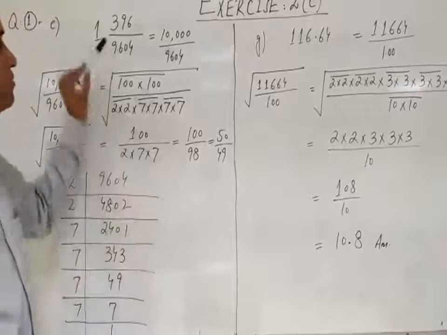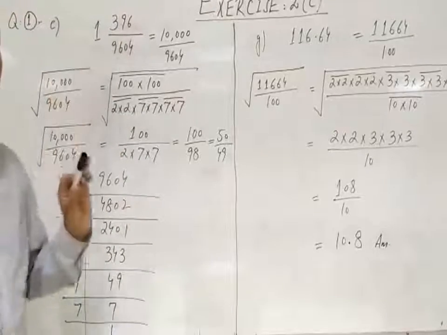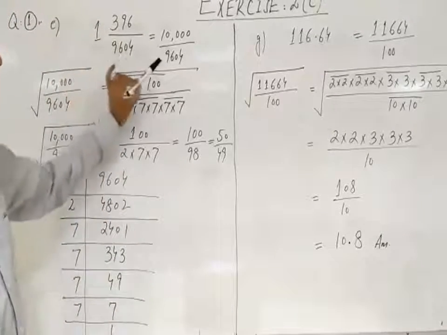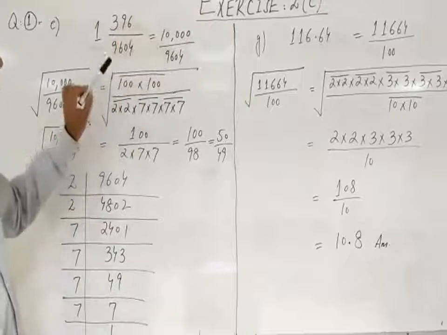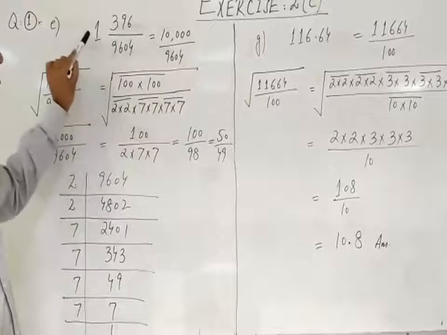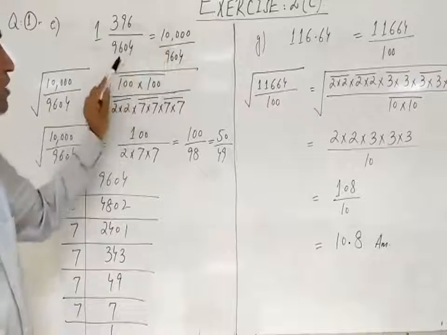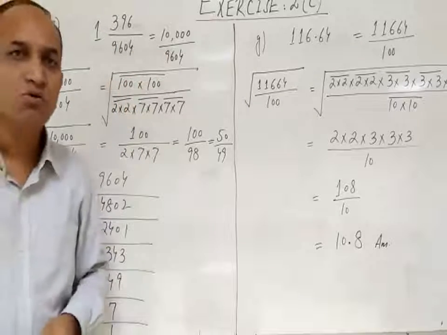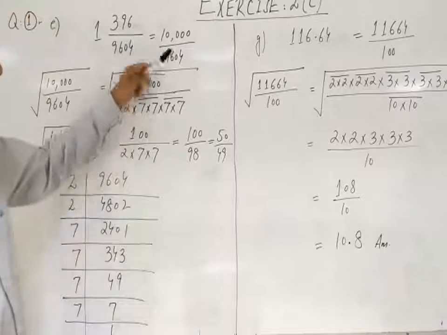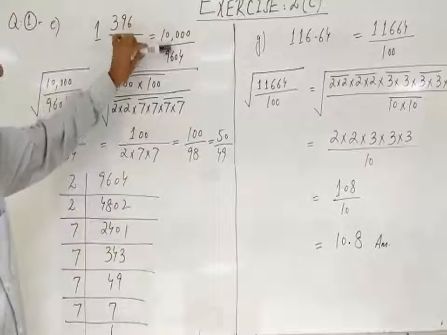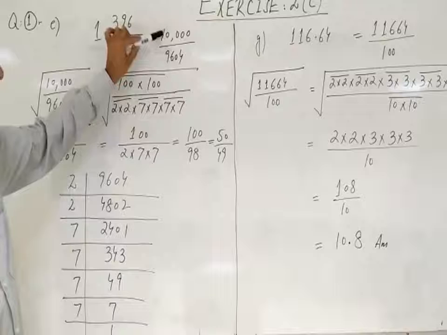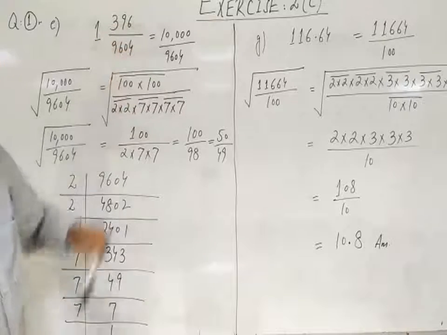Students, in part E, we are given the number in this form. So first of all, we convert this into the improper fraction form. How can we? We multiply this number with 1 and then add this number to it. We get 10,000 divided by 9604. So now we can factorize both of these numbers, the number in the numerator and the number in the denominator.